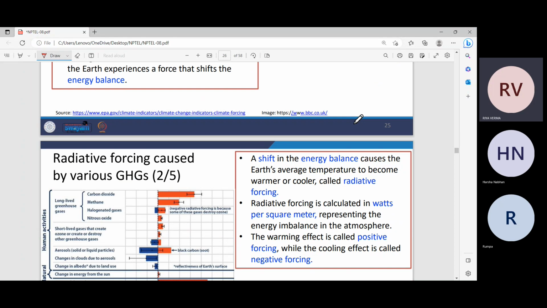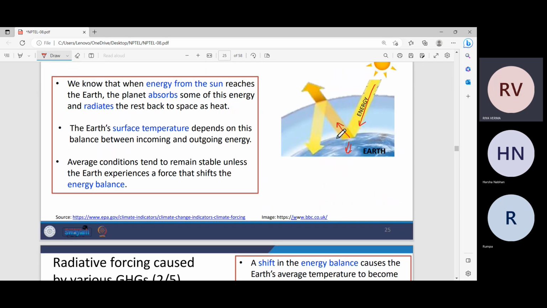there is a change in the overall temperature of the earth, because if the incoming energy is more, that is, the energy that is getting absorbed is more, then we'll have a warming effect, and this is termed as positive forcing. And when the reflection is more and less is getting absorbed, then we have an overall cooling effect, or the negative radiative forcing.